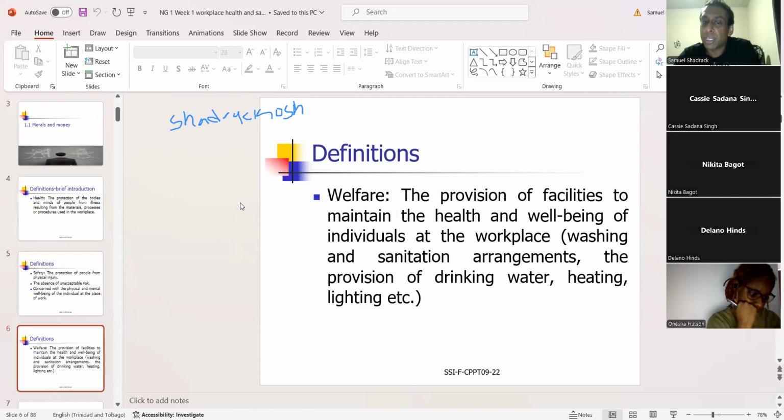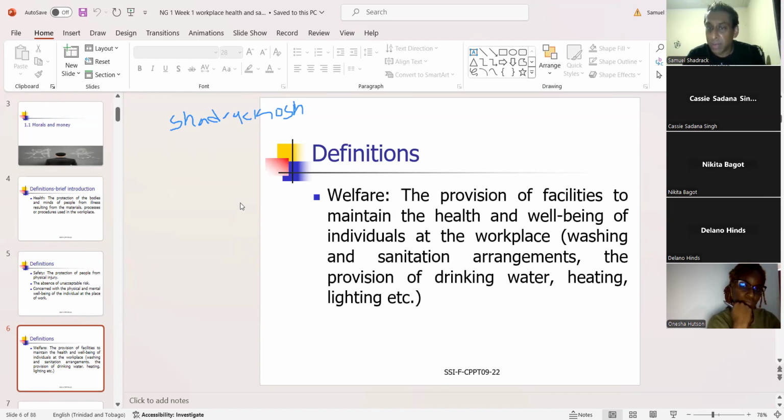It includes washing and sanitation arrangements, the provision of drinking water, heating, lighting, etc. So, just a long story short, anything here that goes towards your well-being could be classed under welfare. So if you want, I could shout some more for you. They do not come for exam.